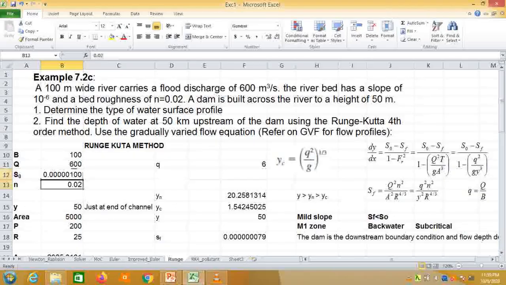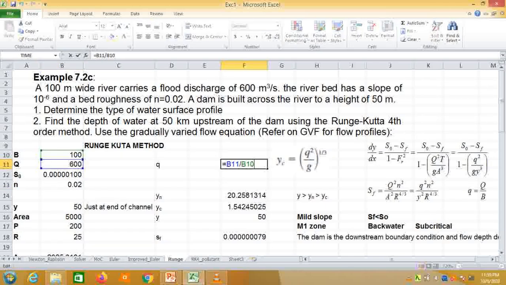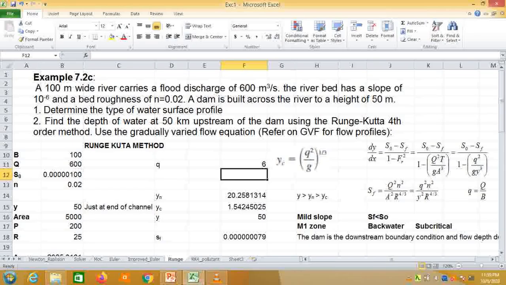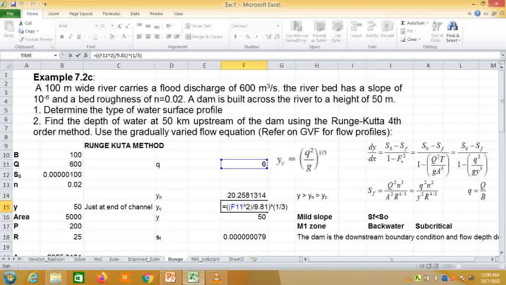So you can easily calculate q, which is capital Q over B. A dam is built at the end of the channel with a height of 50 meters. Using this value of specific discharge of 6, you can easily calculate Y critical as the cube root of specific discharge squared over g. So Y critical is basically that squared over g, cube root. So you know Y critical to be 1.54.